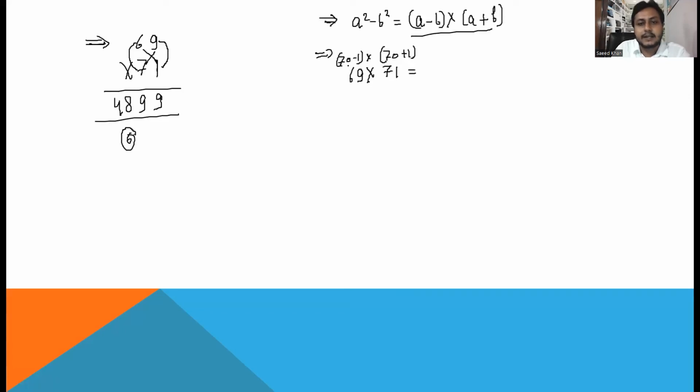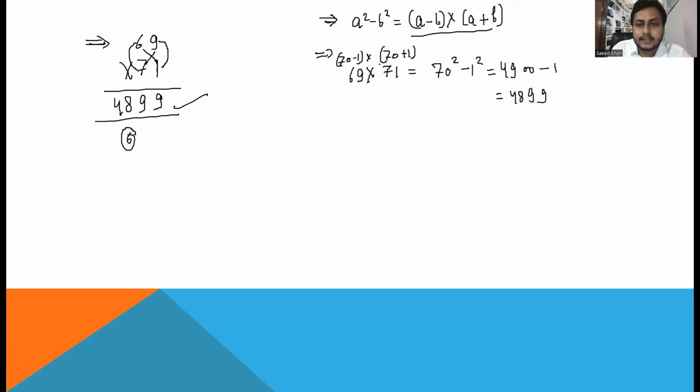So using this identity, a minus b into a plus b is what? A square minus b square. Means 70 square minus 1 square. 70 square is 4900 minus 1 square is 1. What you will get? 4899. Same result. 4899. Got it, students?